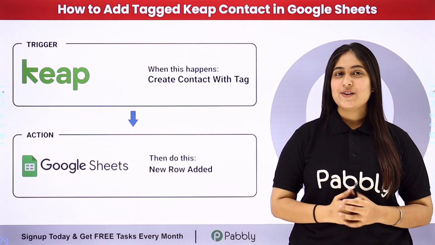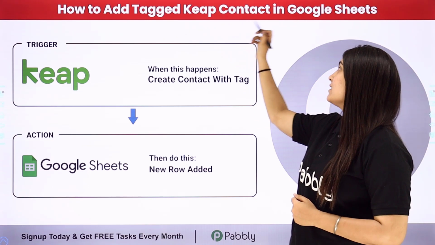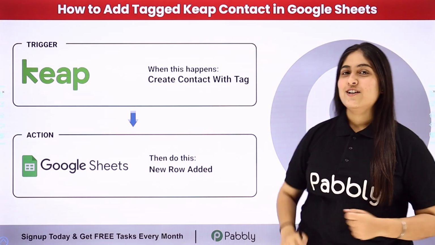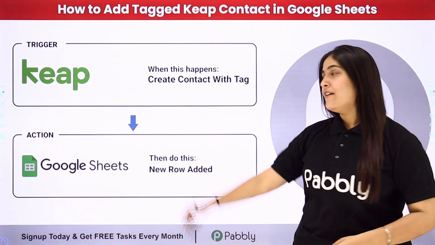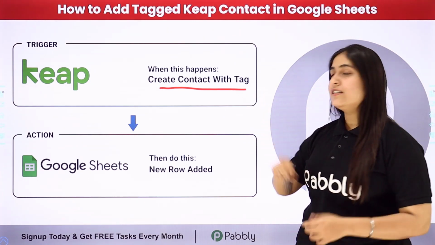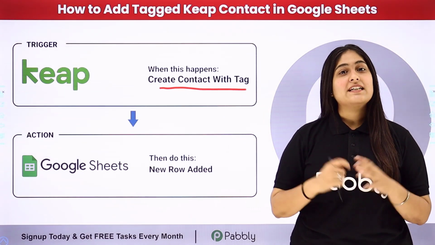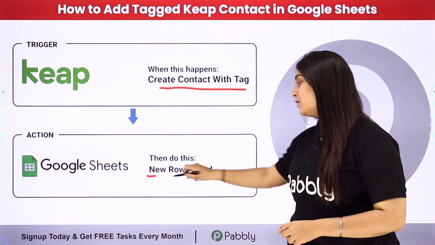So in this video we are going to learn how to add tagged Keap contact in Google Sheets. In this case, I want whenever a new contact with tag is created in my Keap account, automatically it should be added as a new row in my Google Sheet.